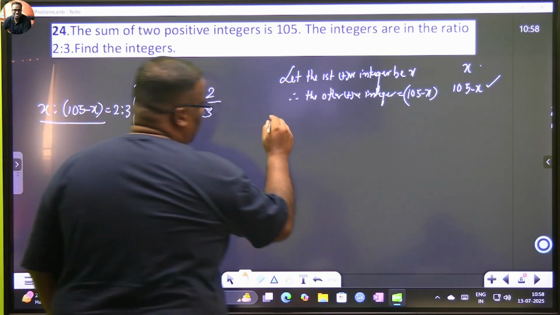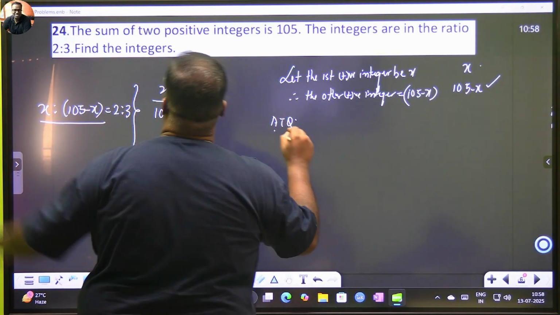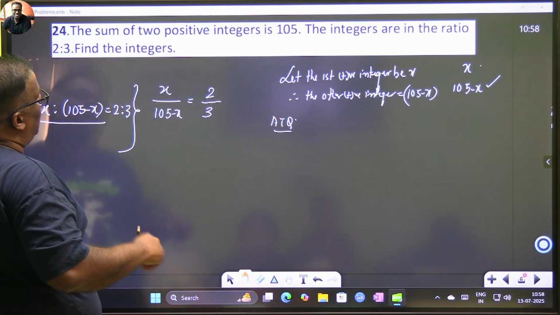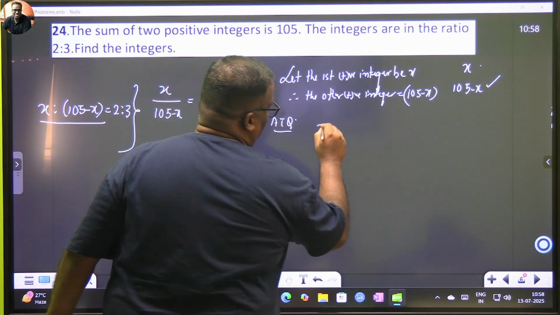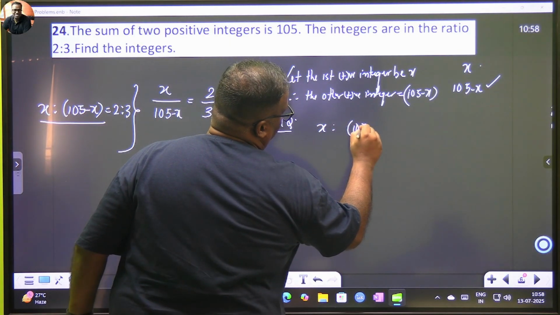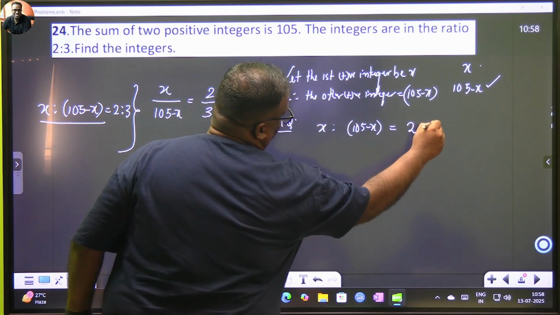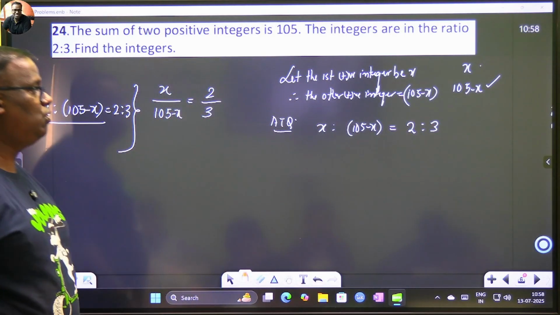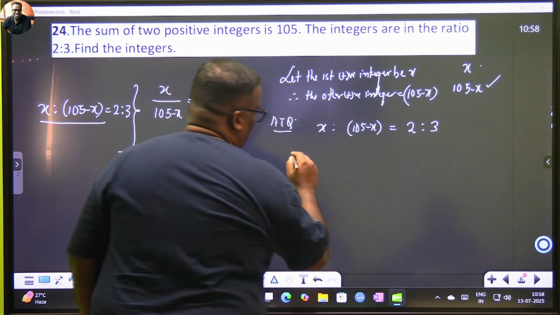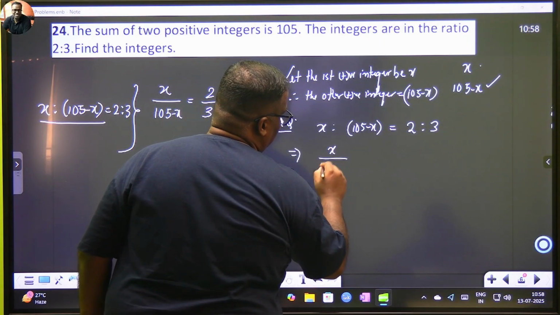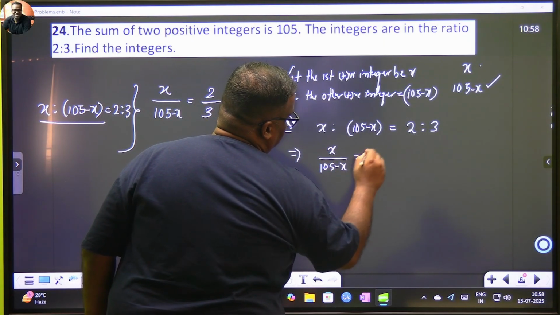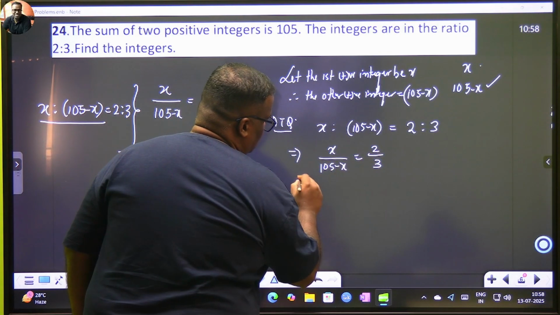Now we write according to the question. First write the ratio. The integers are in the ratio, so form the ratio. X is to 105 minus x. Is to is always shown as colon. Is 2:3. This is what your question is given to you. And then you formulate it. X by 105 minus x is 2 by 3. Now just start solving it.